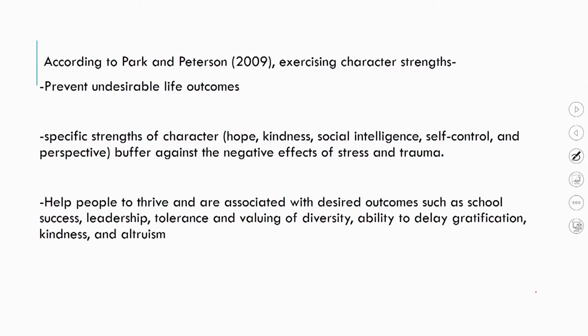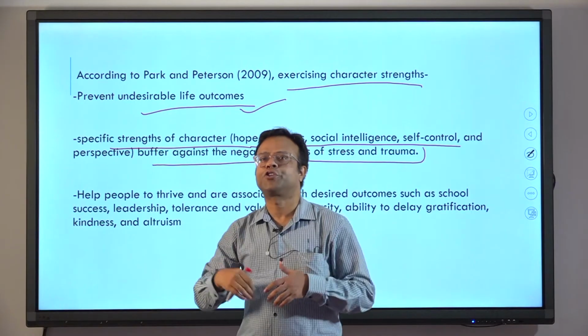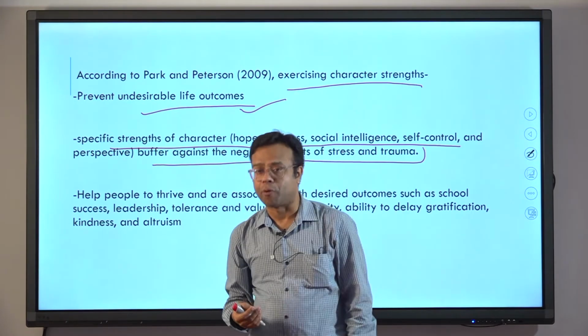According to Park and Peterson, exercising character strengths prevents undesirable life outcomes, because it is very important for positive life outcomes in terms of emotions, well-being, happiness and so on. We'll be talking about the specific strengths of character, the different classification system. Certain character strengths like kindness, social intelligence, self-control, etc. buffer against the negative effects of stress and trauma. So this also has many connotations for adjustment to life and dealing with the problems of life.